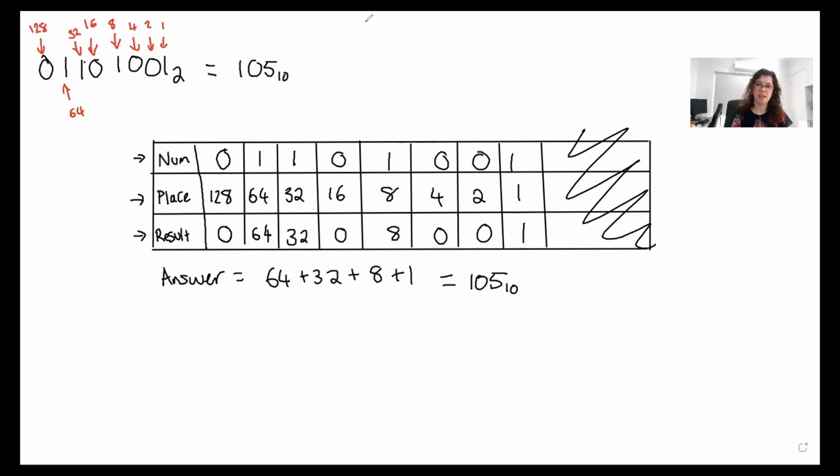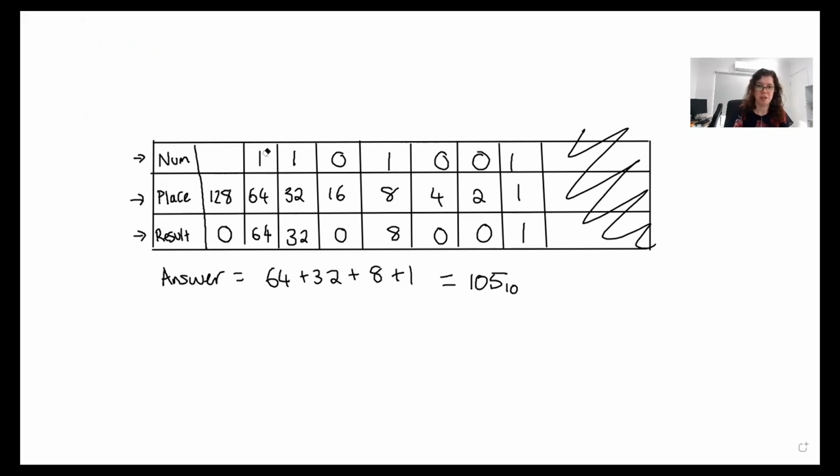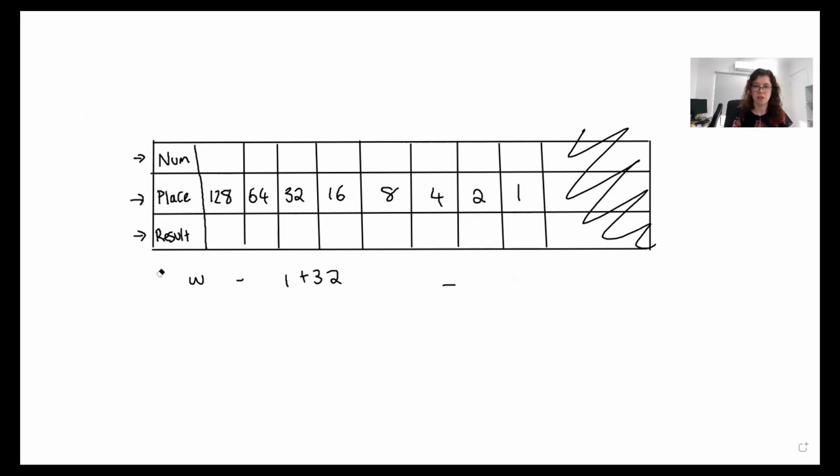So that's question A. I'll get rid of this now and write up question B. I'm just going to keep the table mostly intact so that I don't have to draw all that again. Cool. So question D was 1, 0, 1, 1, 0, 1, 1, 1 to decimal.